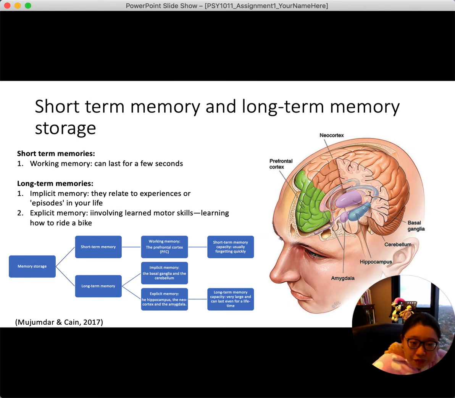The long-term memory has 2 different types, the implicit memory and explicit memory. The implicit memory is the information that you remember unconsciously and effortlessly. It's stored in the basal ganglia and the cerebellum, whereas the explicit memory is the information that you have to consciously work to remember, like when you're preparing for your final exam or a quiz, you have to put effort into remembering the information. It's stored in the hippocampus, the neocortex, and the amygdala. The long-term memory capacity is very large, and the memory can last even for a lifetime, so that's a really long period of time.